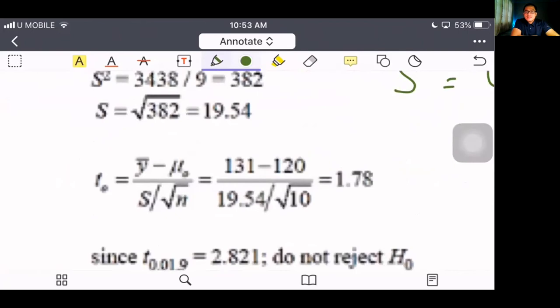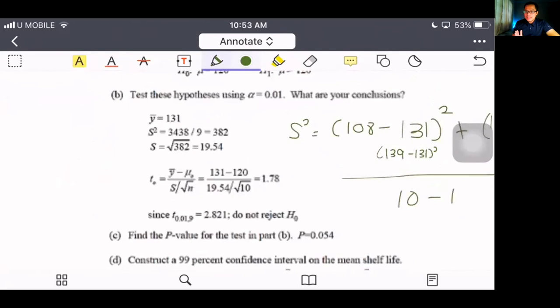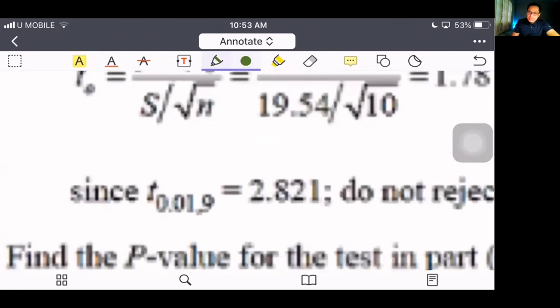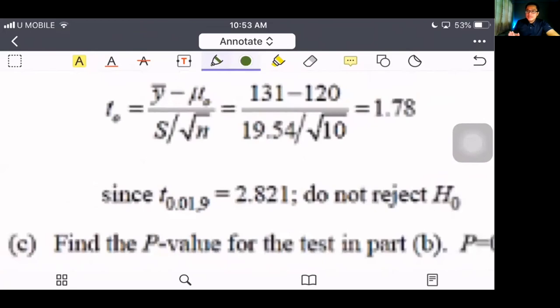Okay, 1.78, we need to compare it with the statistic table. So this is 1%. Here you can see T0.01, comma 9. What does this mean? You must find your T border at 1% and 9. What is 9? 9 is your degree of freedom, 10 minus 1, which is 9.